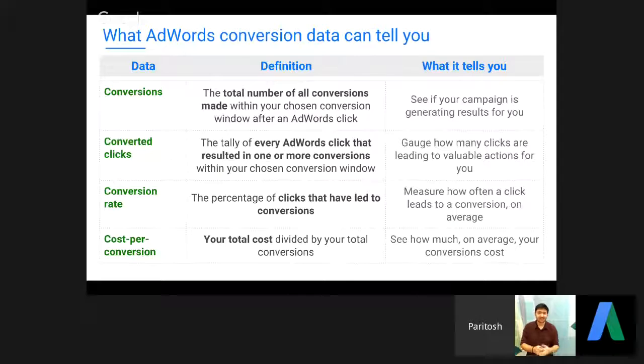Final is basically your cost per conversion. It will tell you whether the AdWords account has been successful enough for you in terms of getting you the relevant conversions, or whether you feel that something else needs to be done.